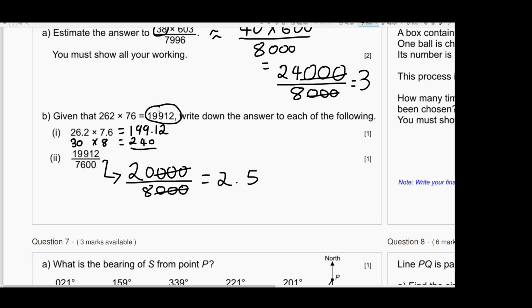So I now need to use, and I'm going to tick off the digits I need to use. I've used the 19912, and I've used the 76. So the only digits I can use are 262, those 3 digits. My answer needs to be as close as possible to 2.5. So I'm going to have 2.62, so that I use all 3 of the digits. Okay.